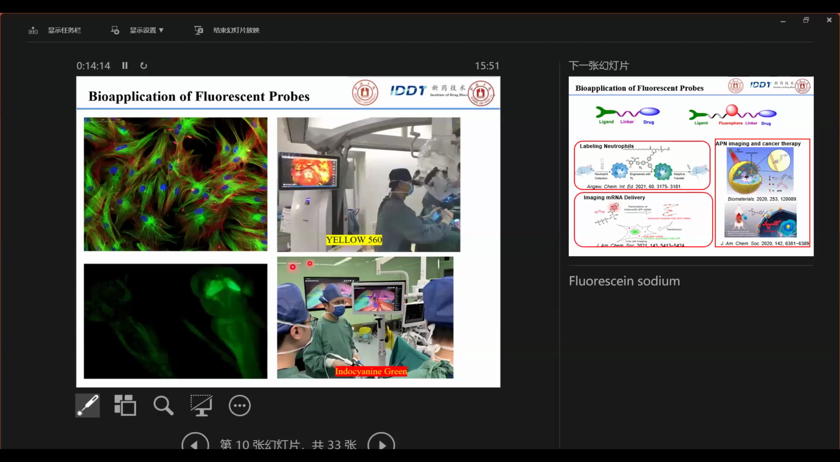Yes. Okay. And here is the zebrafish. We use the fluorescent probes to image the zebrafish, and you see where it is located, in which part. Here is the control group. This is a diseased zebrafish model.